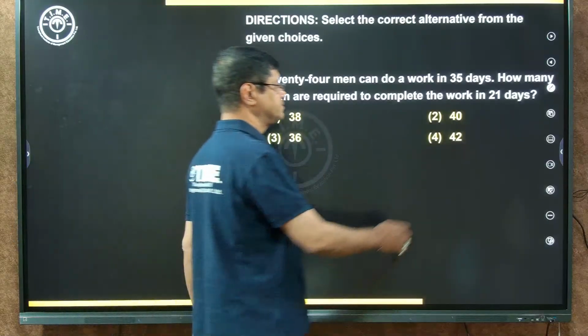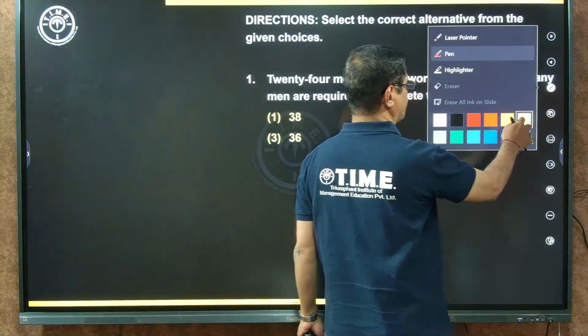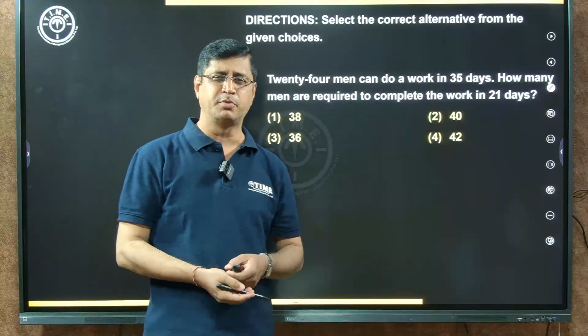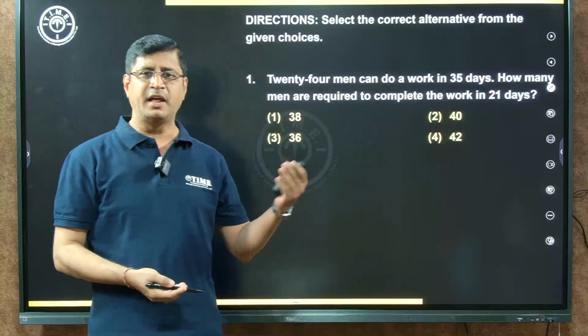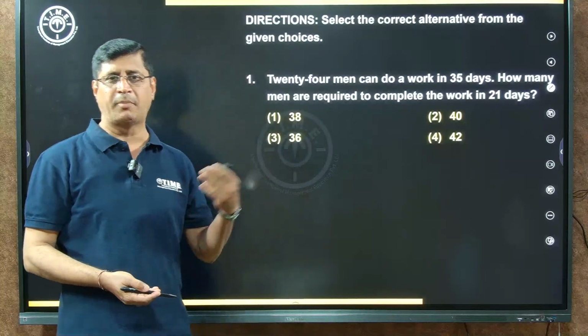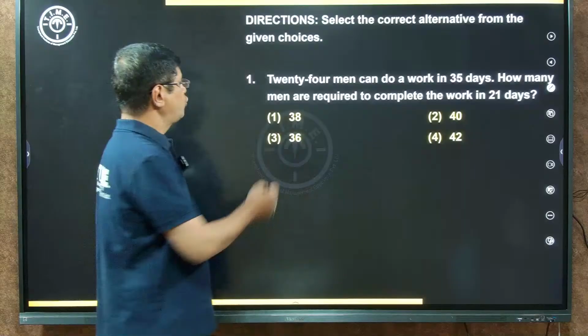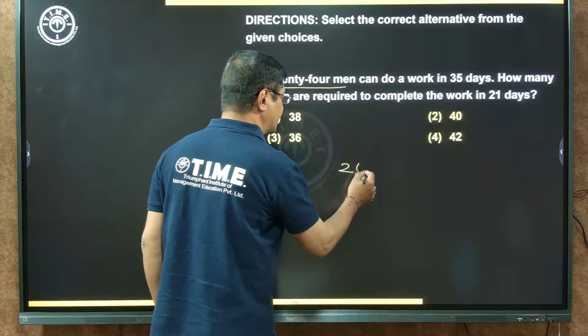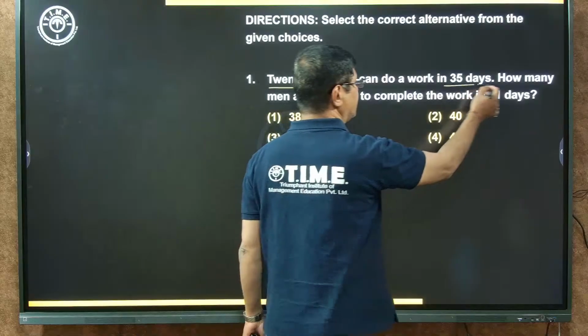My dear students, here I'm going to use the total man days concept. Just look at the simple formula here. Men, days, hours, and work of the first group compared with the second group. 24 men, they are completing in how many days? 35 days.